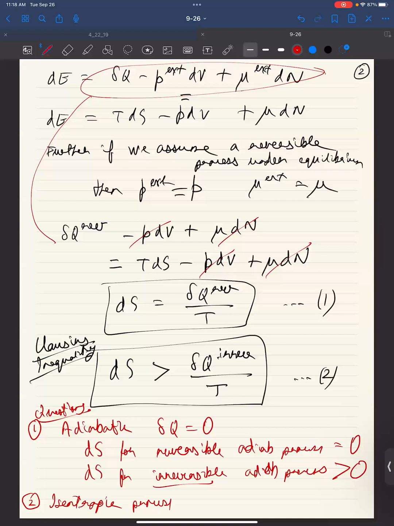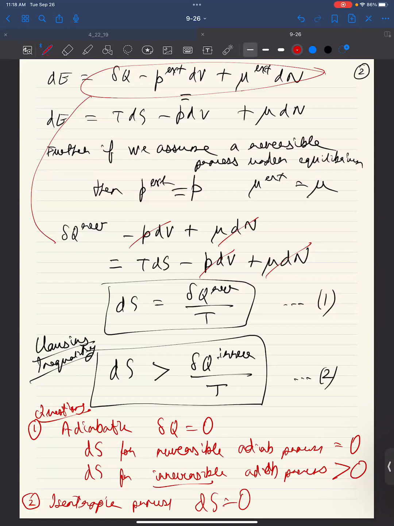Don't confuse adiabatic with isentropic, but they are not the same, right? Isentropic means ds is equal to 0, okay? An adiabatic reversible process is isentropic, right? A reversible adiabatic process is isentropic because ds is equal to 0. An irreversible adiabatic process is not isentropic, right? It cannot be because ds is going to be more than 0.